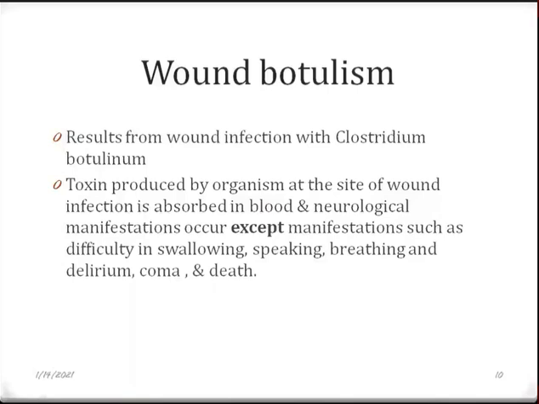Wound botulism occurs due to absorption of toxin in the blood through a wound where Clostridium botulinum releases toxin, and neurological manifestations occur, such as difficulty in swallowing, speaking, breathing, delirium, coma, and death. So these are the three clinical types of botulism: foodborne, wound, and infant botulism.